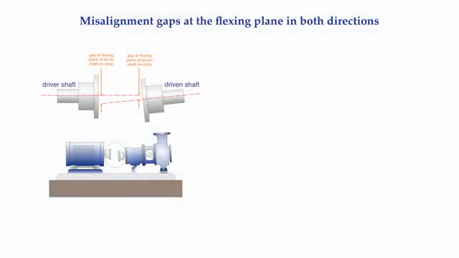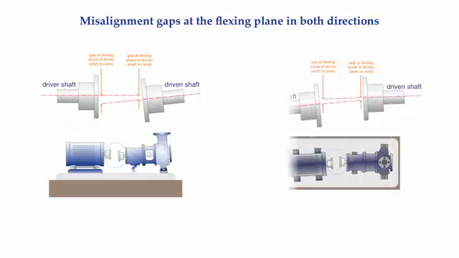Here is the side view of the motor and pump showing the gaps at the coupling flexing points in the up and down direction. Here is the top view of the motor and pump showing the gaps at the coupling flexing points in the side-to-side direction. In this particular instance, in the vertical direction, the gap at the flexing plane of the motor is 6 mils and the gap at the flexing plane of the pump is 4 mils. In the lateral direction, the gap at the flexing plane of the motor is 3 mils and the gap at the flexing plane of the pump is 1 mil.